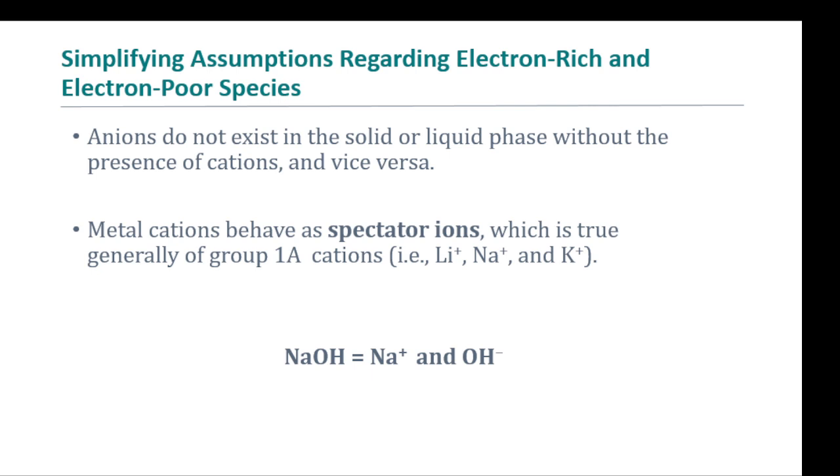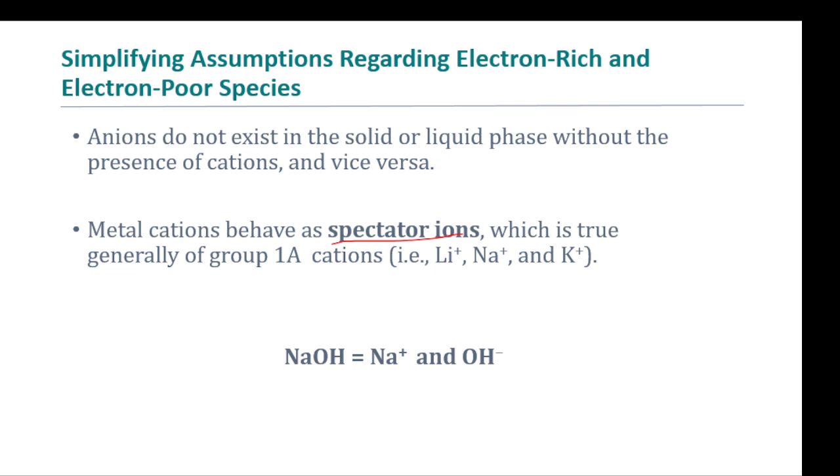So, simple assumptions regarding the electron-rich and electron-poor species. The anions do not exist in solid or liquid phase without the presence of cations, and vice versa. So when we have an anion-cation pair, it's going to be very difficult to have any significant buildup of positive charge by itself, or any significant buildup of negative charge by itself. So there is an assumption that we'll always have spectator ions. We'll always have an oppositely charged ion that's going to keep that from building up a positive or negative charge, right? And that's the spectator ions exactly from Gen Chem, if you remember that.